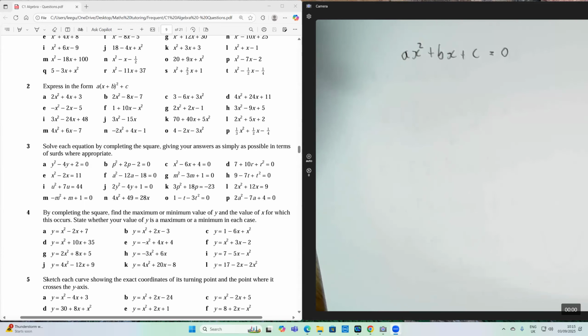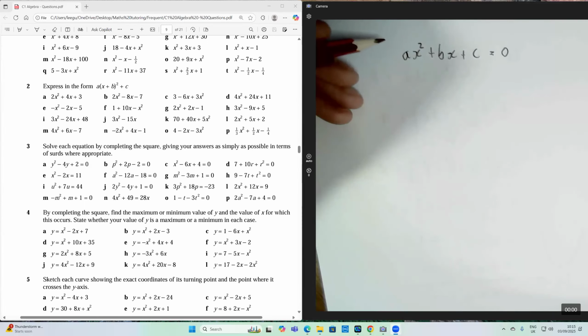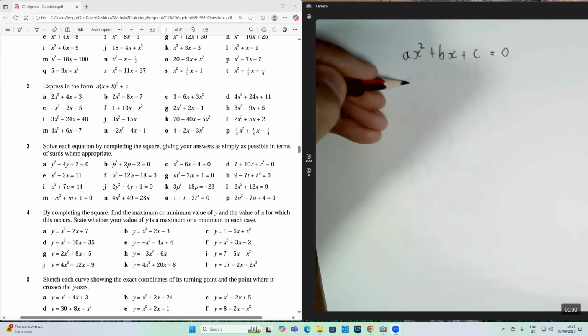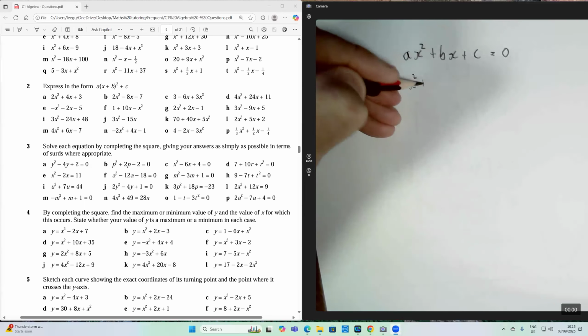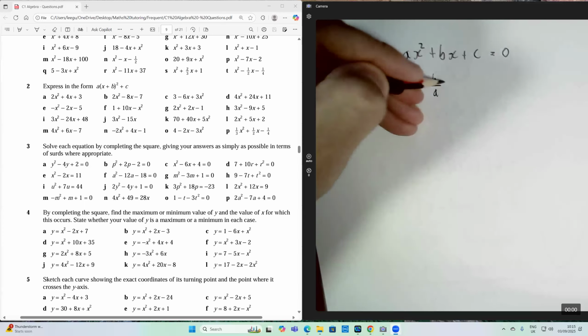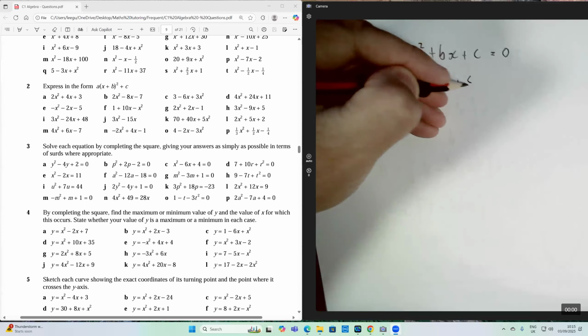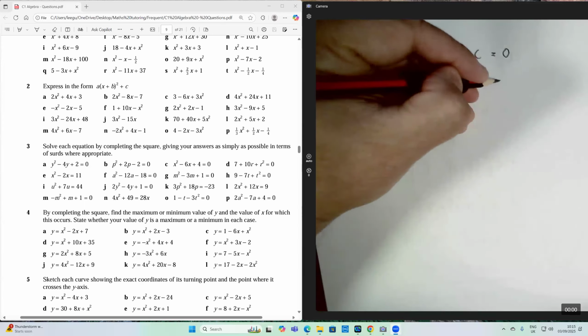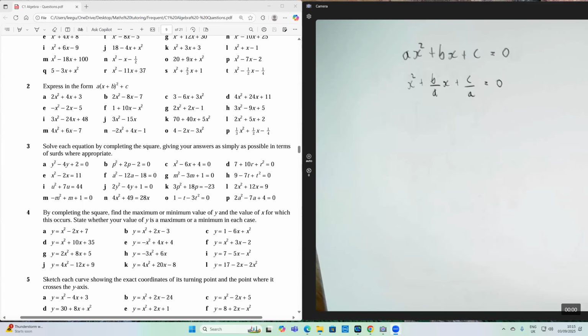ax squared add bx add c. And step by step, we're going to change this and we're going to derive the quadratic formula. So the first step is we're going to divide everything by a. So that's going to give us x squared plus b over a x plus c over a is equal to 0. So the first thing I've done is I've just divided by a.